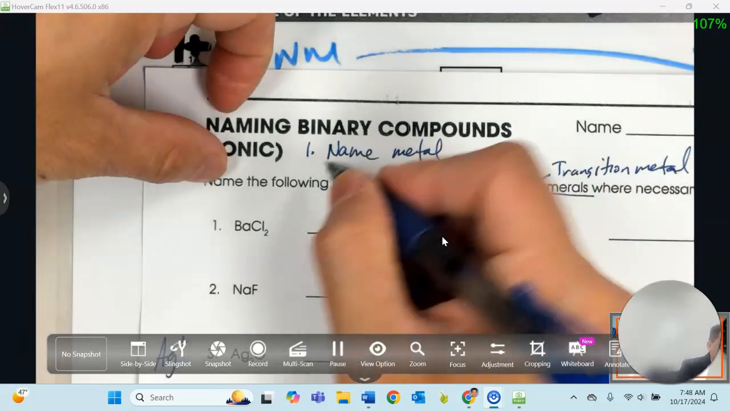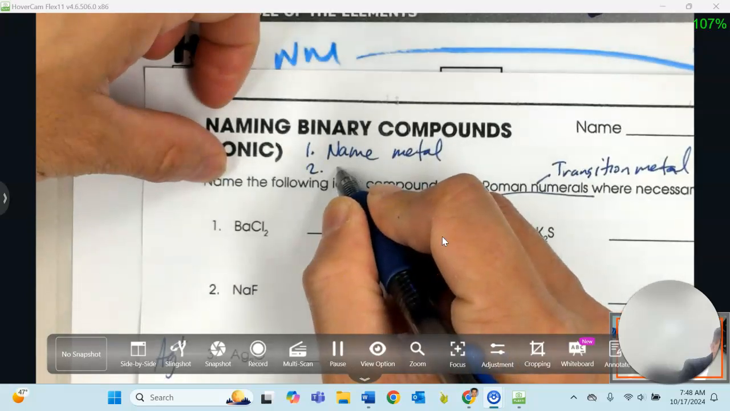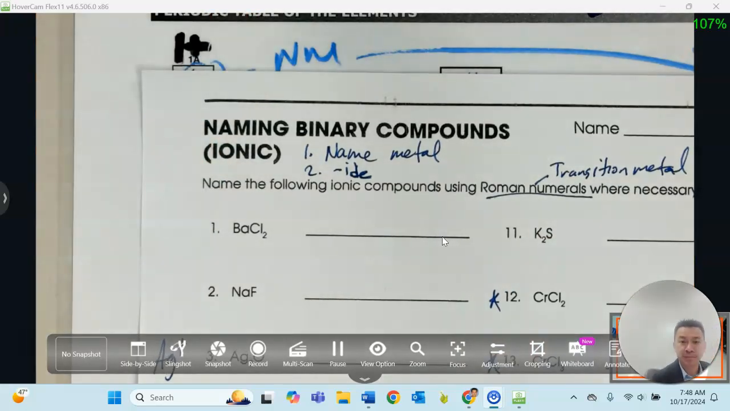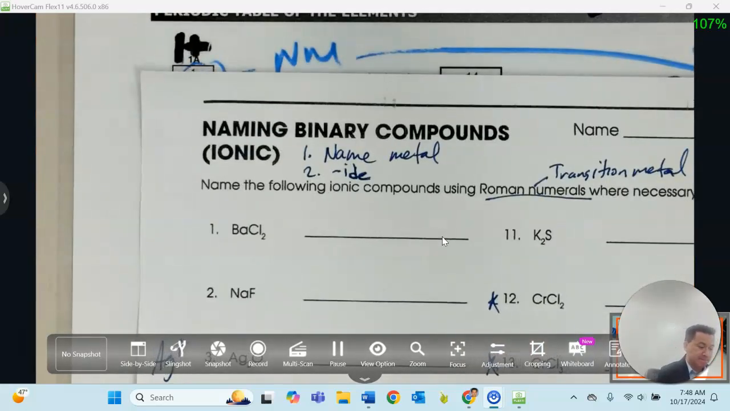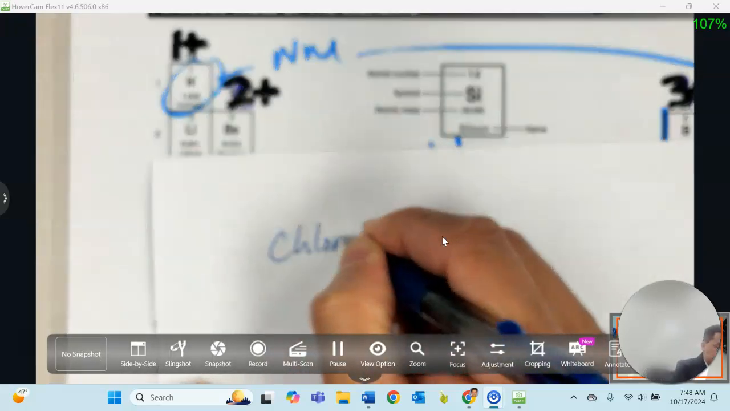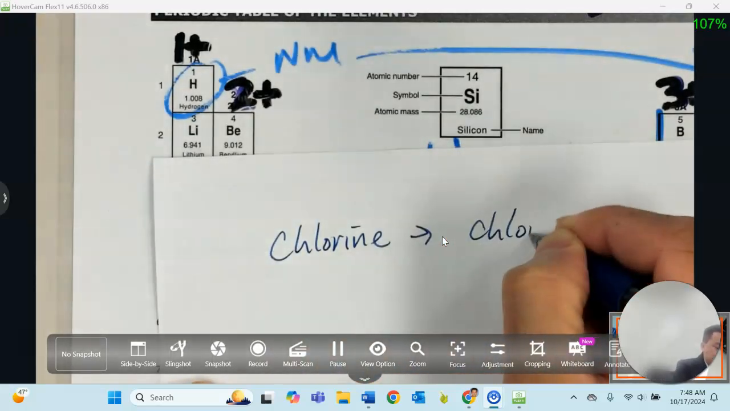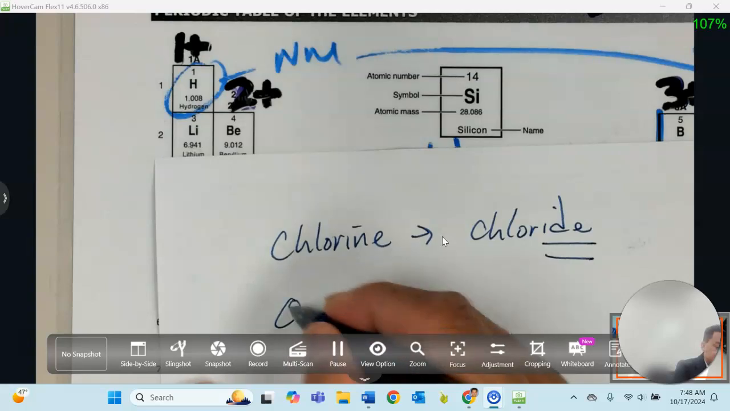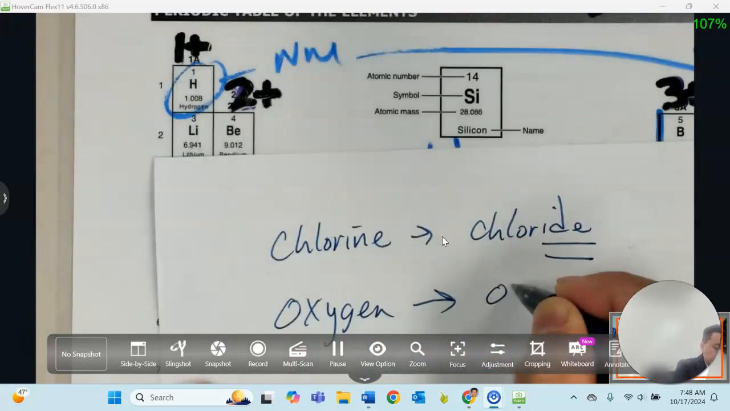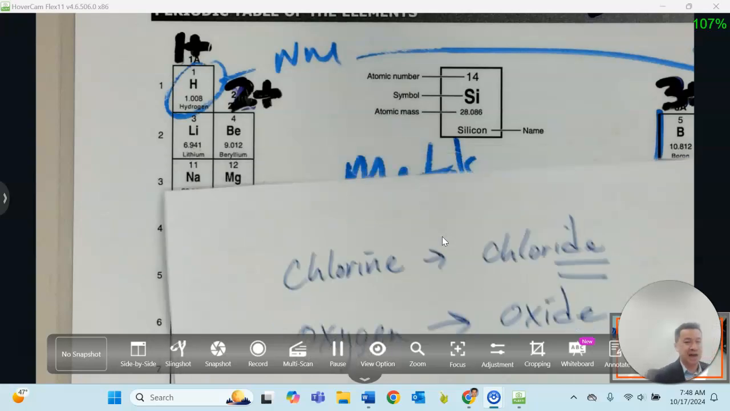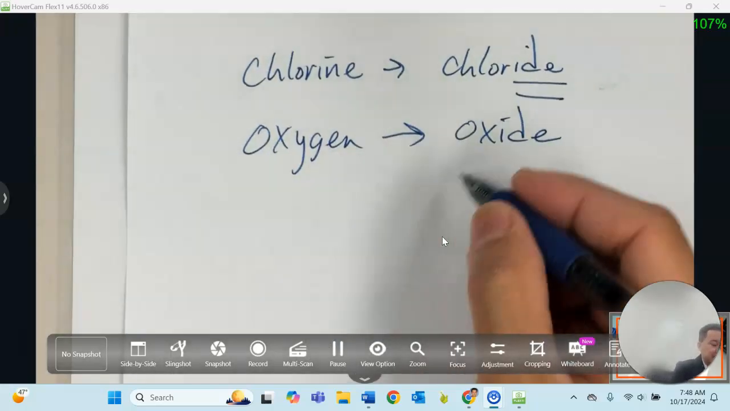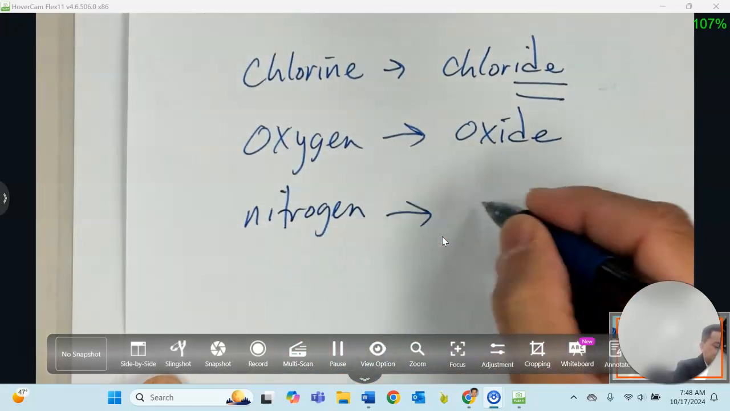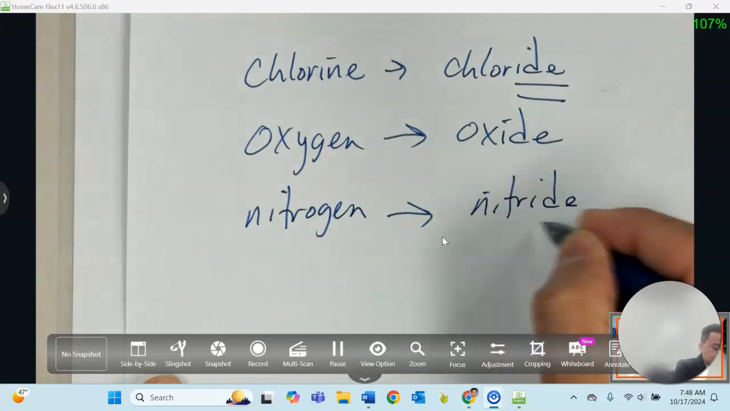So name the metal. The second one, change the ending to IDE of the second one. Change the second element to IDE. Okay. And a couple things. Chlorine will change to chloride, for example. Oxygen will become oxide, okay? Not oxygide. Some people actually write like that. Same thing with nitrogen, it's not nitrogide, it's just nitride. All right, it's a little weird.